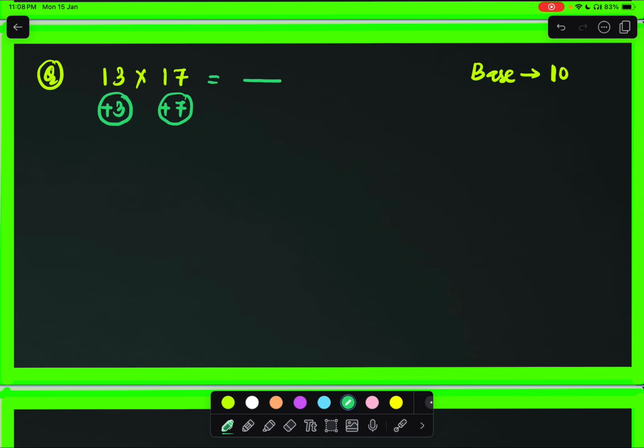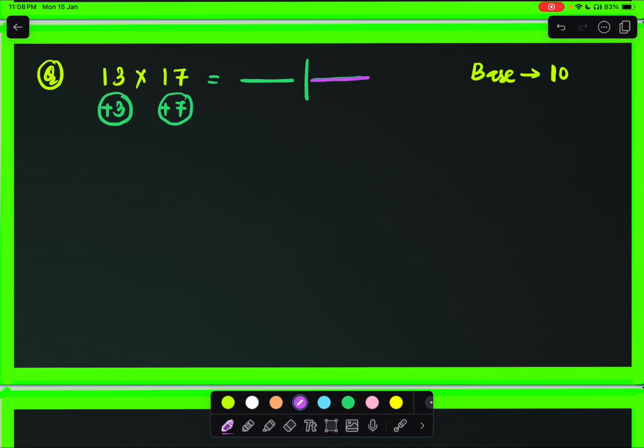Now this product contains two parts: the leftmost part and the rightmost part. To get the leftmost part of the number, we know that we add diagonally. To get the rightmost part, multiply the surplus or deficiency. How much more or less there is, those numbers we need to multiply.